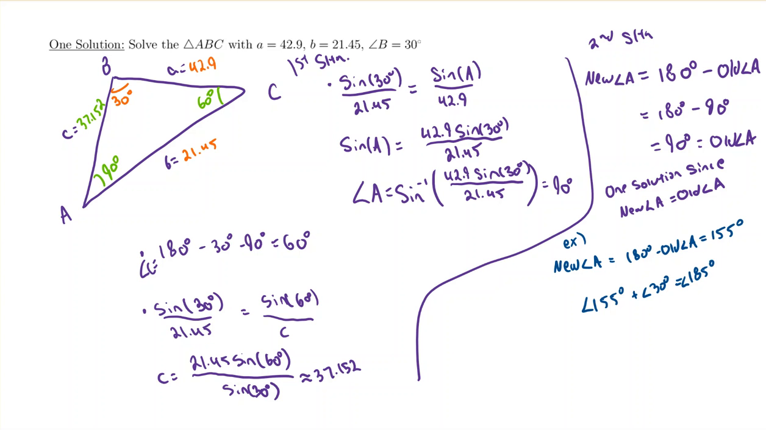So you'll know you're in one solution by either getting the same angle back, so 90, or you'll get out a value that's too large to possibly be an angle in our triangle. So this is what you'll have in the one solution case.